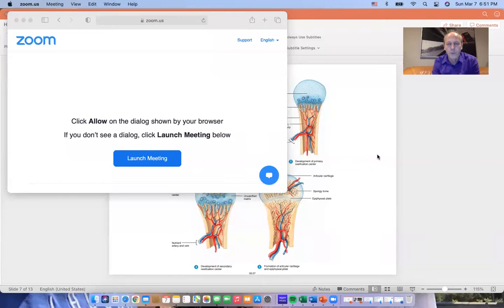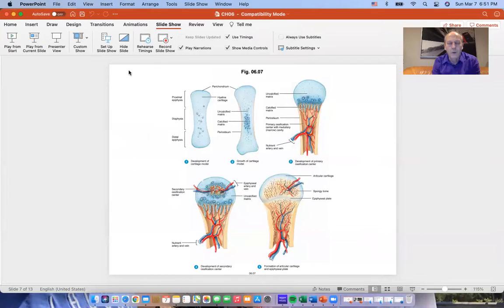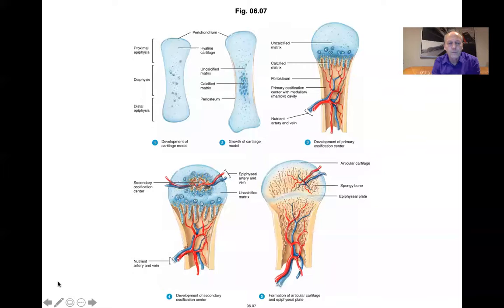Let's take a look now at some of the images that we have available, and let's talk a little bit about forming of the bone through both intramembranous as well as endochondral ossification. This is the process of endochondral ossification illustrated in 5 different segments or 5 different sequences.